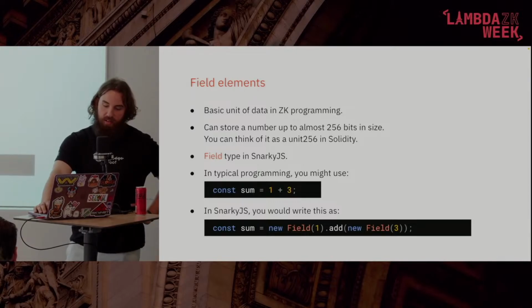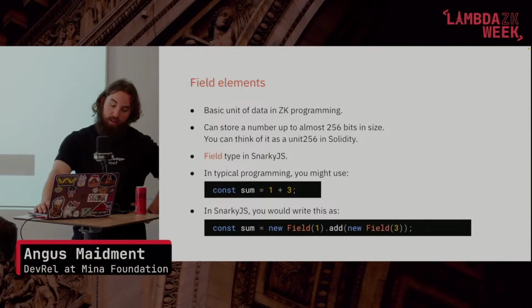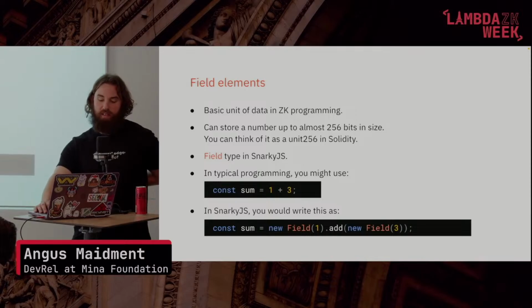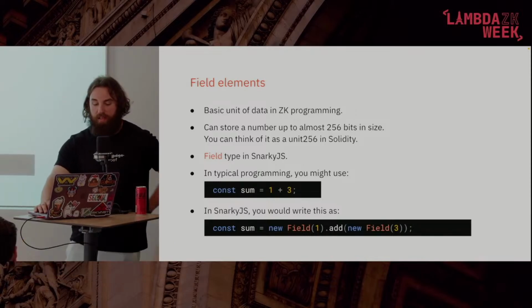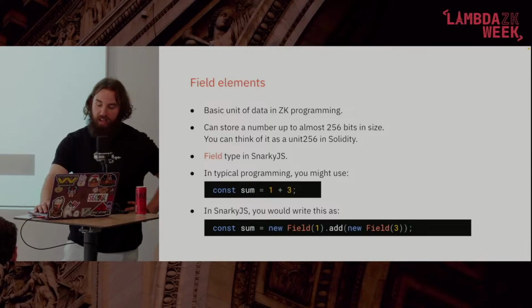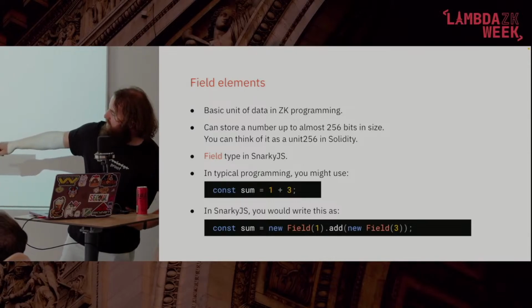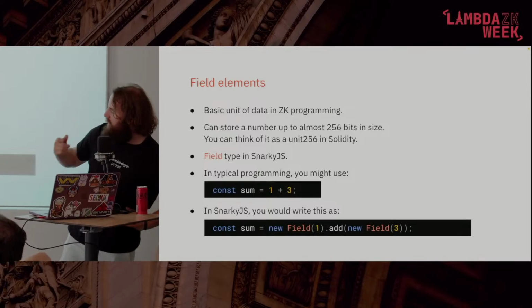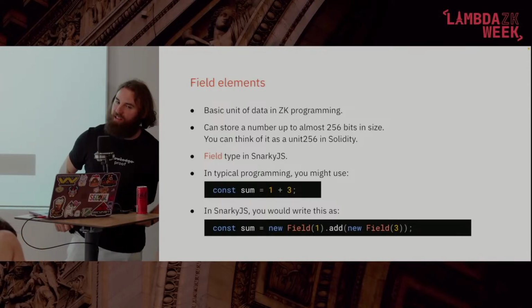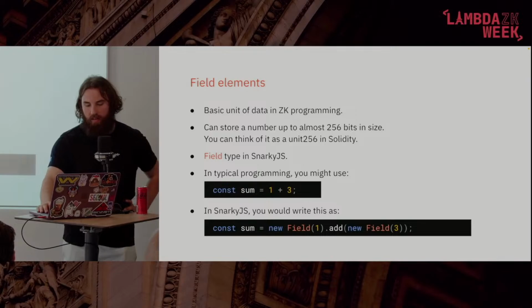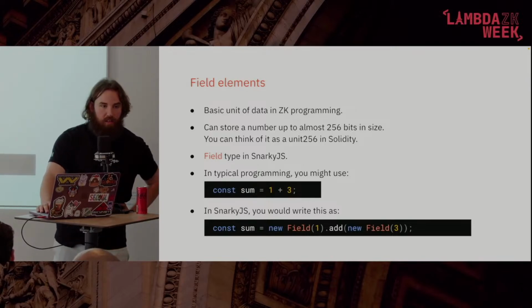And so there's a wee example here, which is saying in regular programming, you might use this, where you just say, here's a sum, and it's 1 plus 3. In Snarkyjs, you have to say the sum is a new field, and when you say that there's a new field, you give it an initial value of 1, and then you can use the built-in add method.